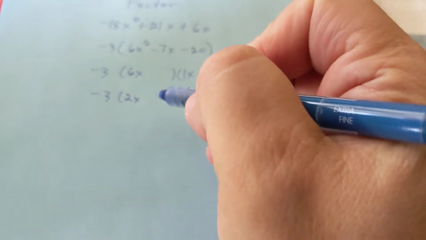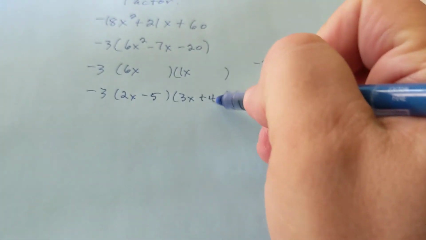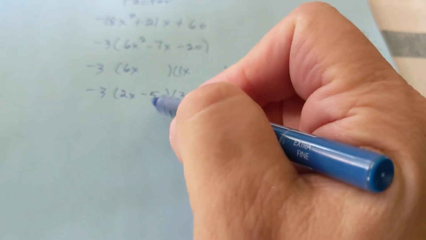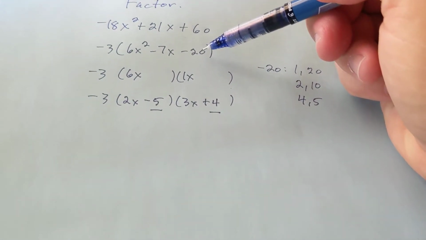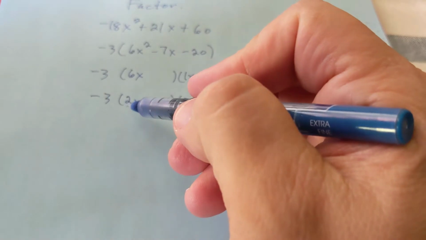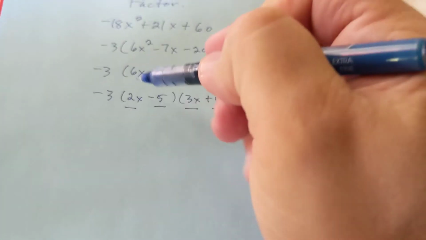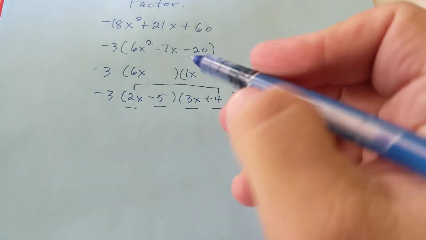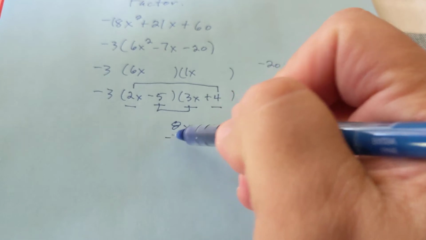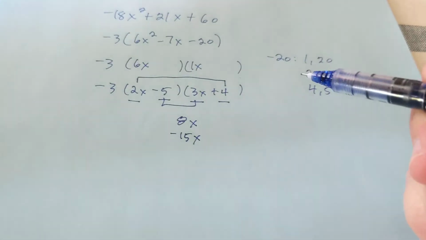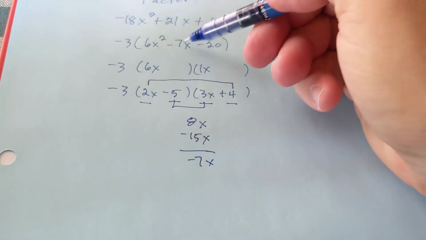So I'm going to try that down here. Notice if I put negative 5 here and 4 here, when I say I'm multiplying, I'm multiplying this times this to see that it is negative 20, and it is. And I'm multiplying this times this to see that it is in fact 6x squared, and it is. And then I'm multiplying here and here to get 8x, and there to get negative 15x. And of course that adds to be negative 7, which is the middle term.